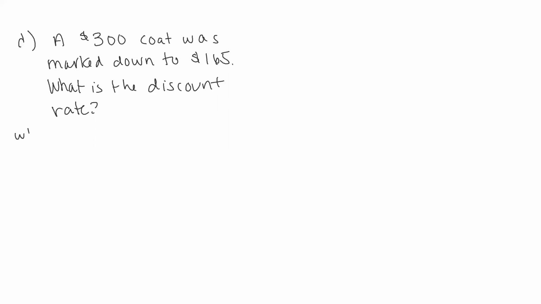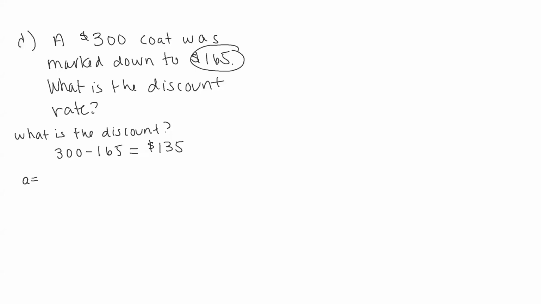So the first question I would ask myself is, what is the discount? Well, the discount is the original cost of the coat minus the sale price. What we're given here is actually the sale price. So the value of the discount is going to be 300 minus 165, or $135. Okay, so read this question very, very carefully, because even just at a quick glance, I read it incorrectly. The amount is the value of the discount, which is the 300 minus the 165, or $135.